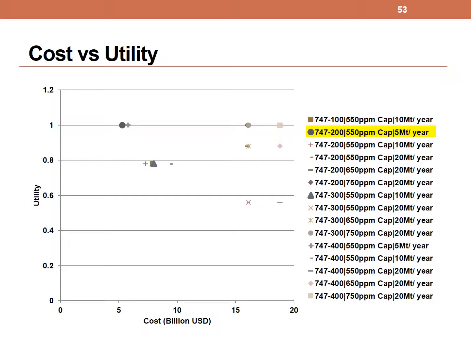Now these costs were plotted with the utility of each of the alternatives in sulfur dioxide, and using a fleet of 747-200s with a cap of 550 parts per million and injecting 5 million tons a year would have the highest utility as well as the lowest cost, and would be the optimal system design if ever implemented.